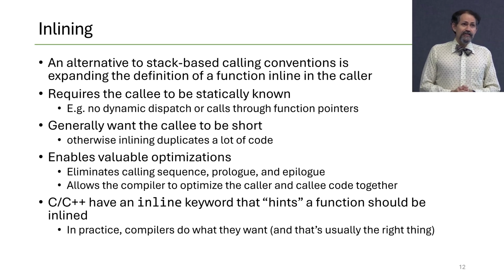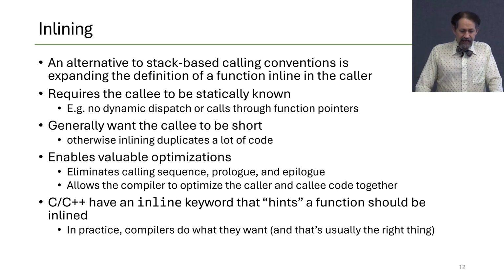What inlining does is it enables a lot of valuable operations. First and foremost, it eliminates the entire calling sequence prologue and epilogue. But besides that, it allows the compiler to optimize the caller and the callee code together. When we optimize the caller code, we know what's in the callee code, and when we optimize the callee code, we know what's in the caller, and so we can do constant propagation and loop fusion and all sorts of different things.